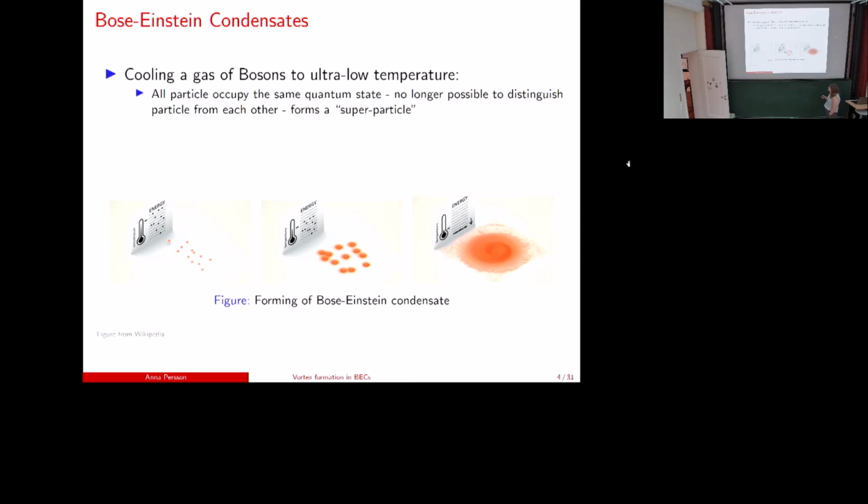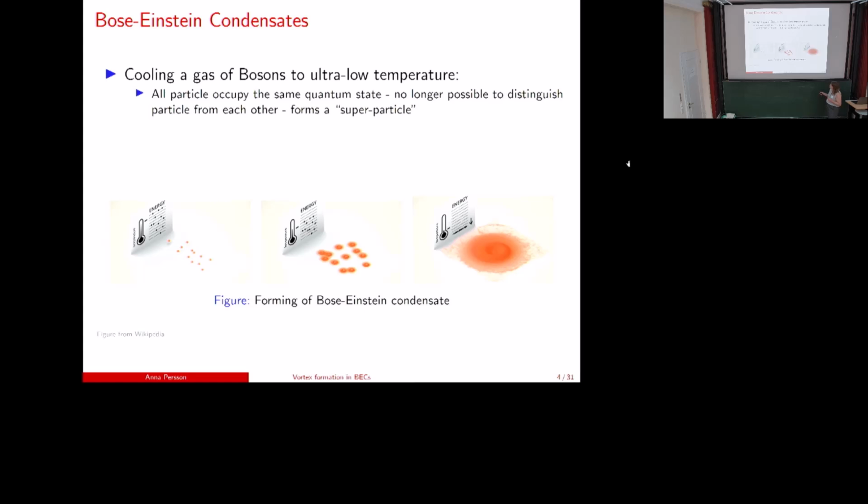So the Bose-Einstein condensate appears when you cool a gas of bosons to ultra low temperature, so near 0 Kelvin. And in that state, all the particles will occupy the same quantum state. And it will no longer be possible to distinguish them from each other. You can think of them as forming a kind of super particle.